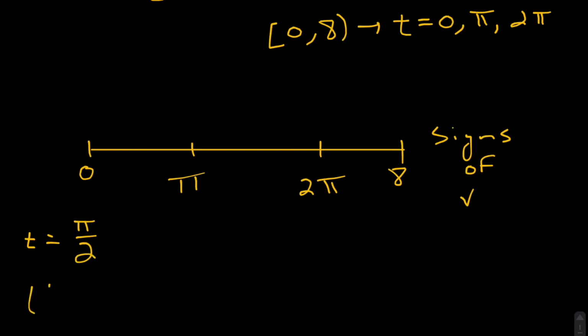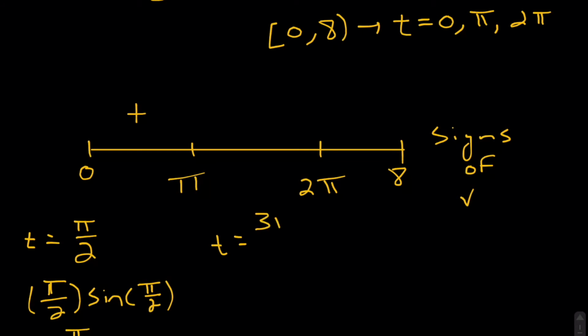At this point, it's just a matter of plugging in easy values in between our intervals. So let's start with t equals pi over 2. We'll have pi over 2 times the sine of pi over 2. Now, sine of pi over 2 is equal to 1, so the overall value is pi over 2, which is positive, and that's all we care about, right?